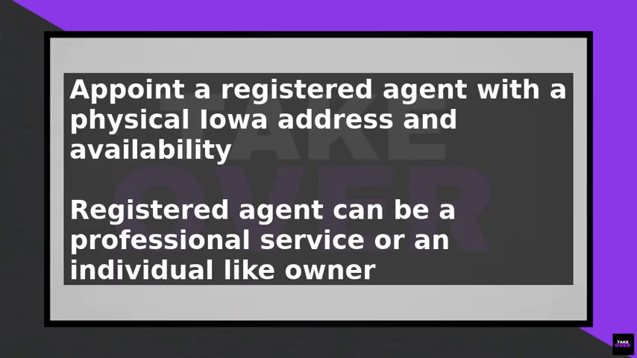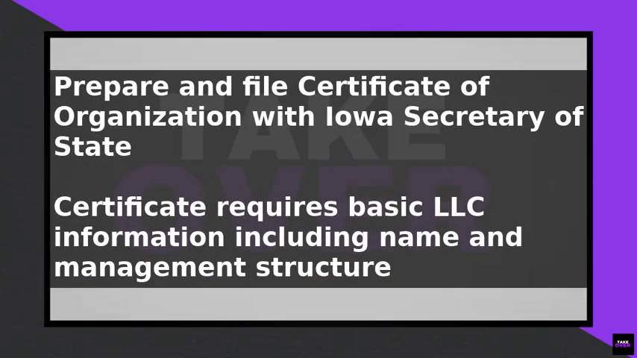After selecting a name and registered agent, prepare and file the Certificate of Organization with the Iowa Secretary of State. This document requires basic information about your LLC, including its name, address, purpose, and management structure. You can file the Certificate of Organization online or by mail, and the filing fee is currently $50.